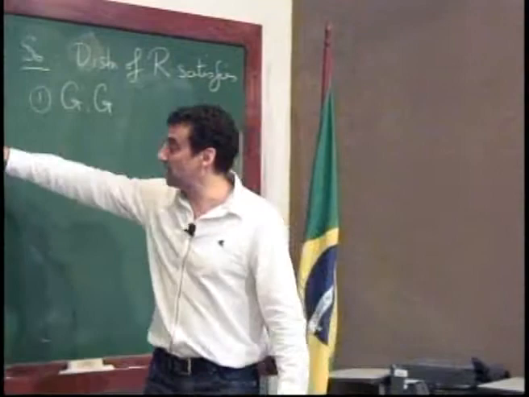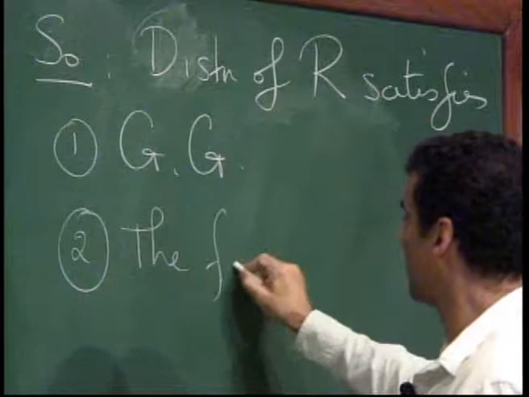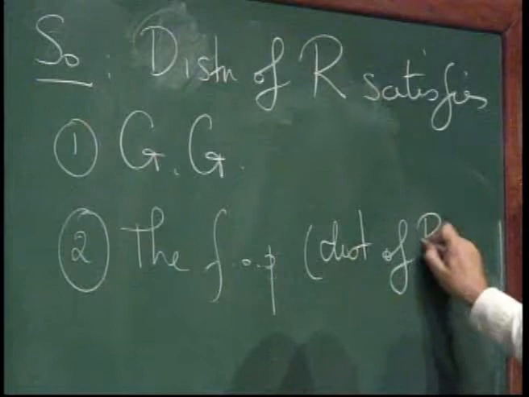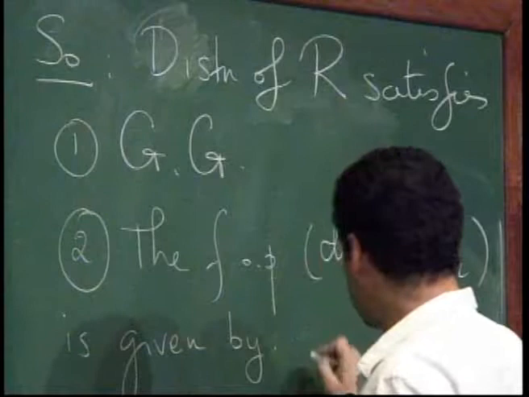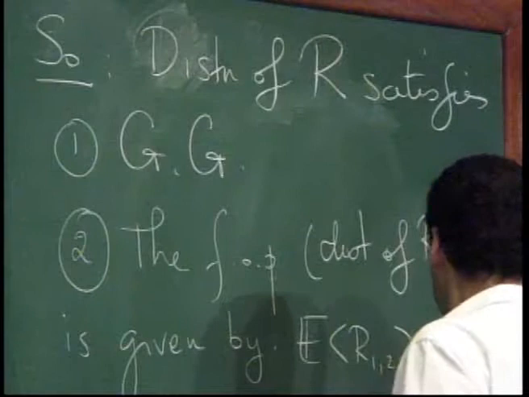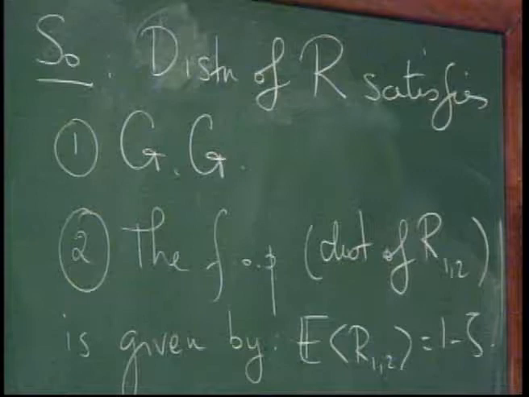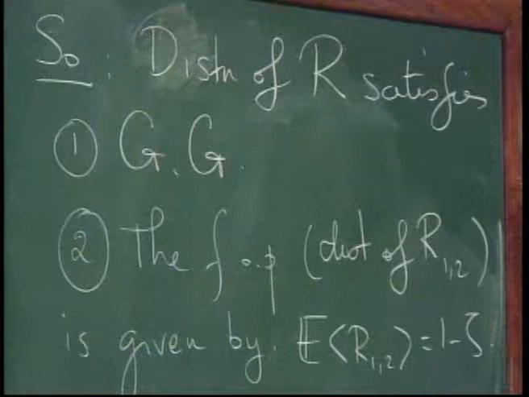And second, the functional order parameter, that is the distribution of R1,2, of one element, is given by its mean. You just need one parameter, and this is just 1 minus zeta, right? This R12 is 0 or 1, and its mean, which is, of course, the probability of being 1, is 1 minus zeta.